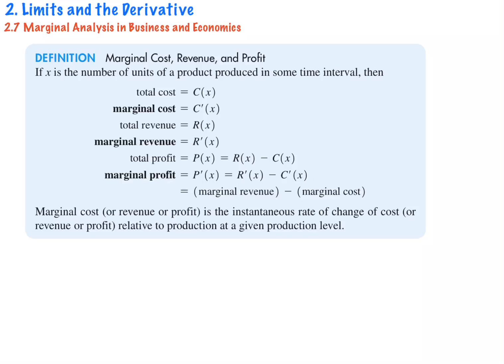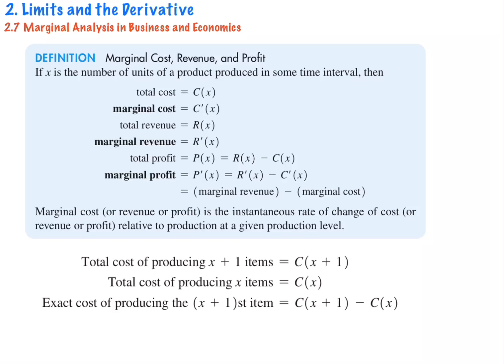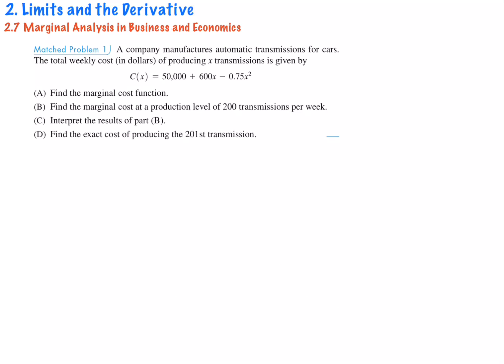It's very important to remember that c of x represents the total cost of producing x items, not the cost of producing a single item. That's different. To find the cost of producing a single item, we need to find the total cost of producing x plus 1 items subtract the total cost of producing x items. In that way, we can get the exact cost of producing the x plus first item. Okay, so let's have this kind of problem.